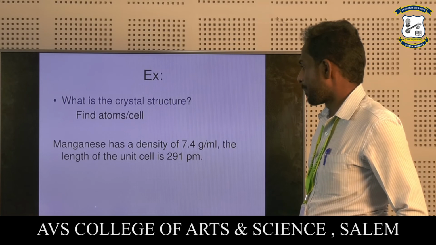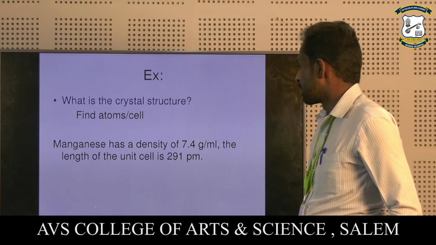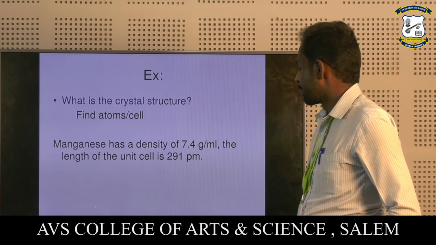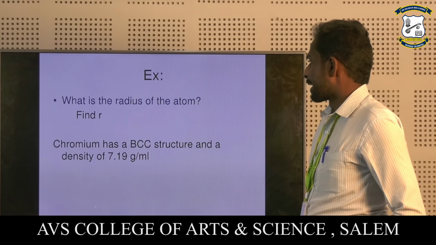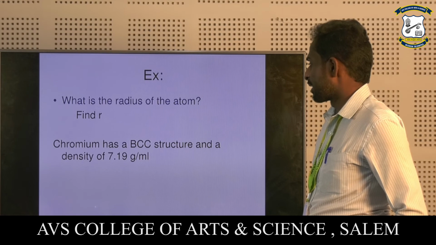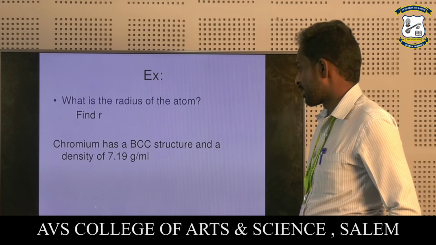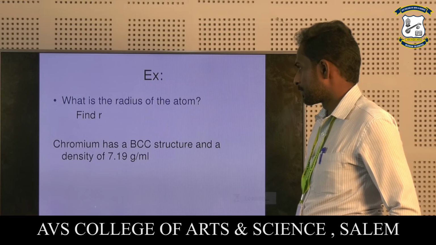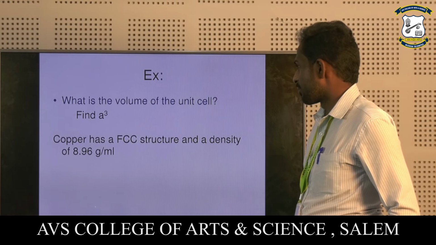And another one is, manganese has a density of 7.4 gram per ml. The length of the unit cell is 291 picometer. And example for what is the radius of the atom? Find R. Chromium has a BCC structure and a density of 7.19 gram per ml.